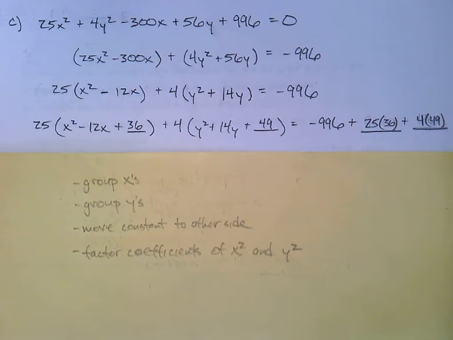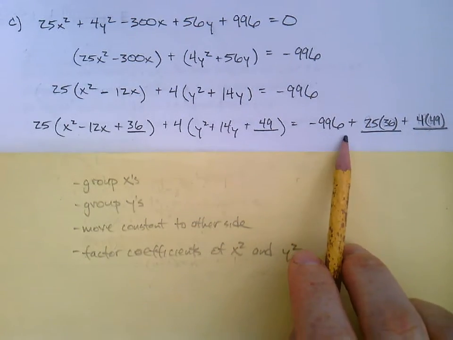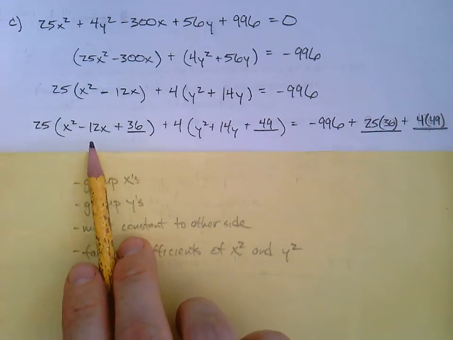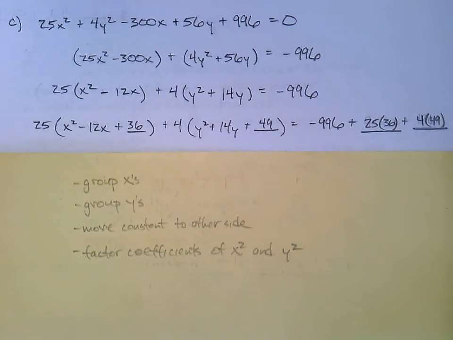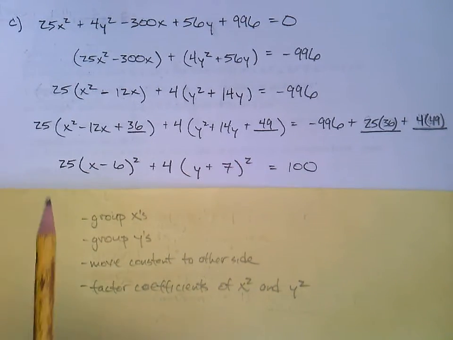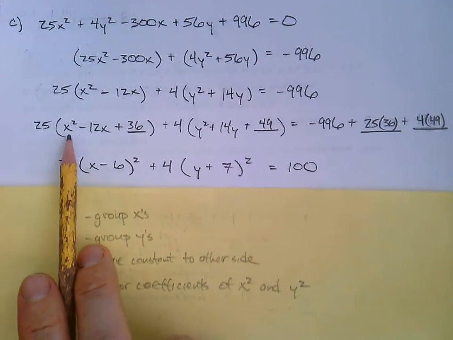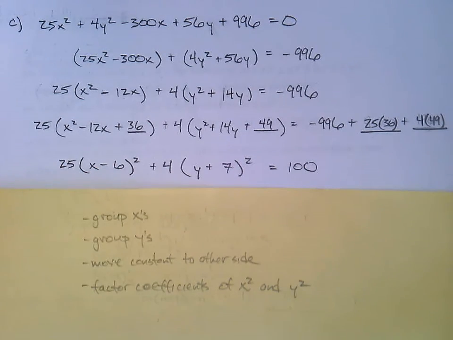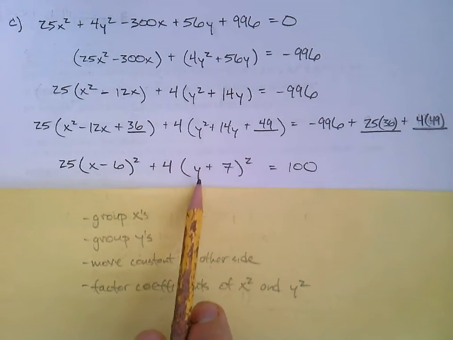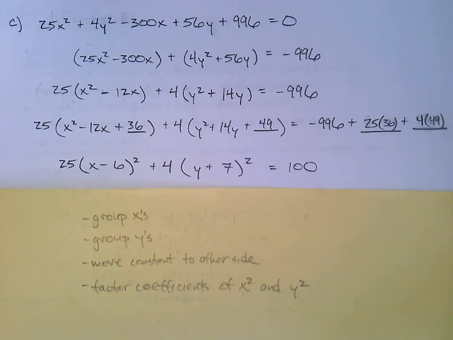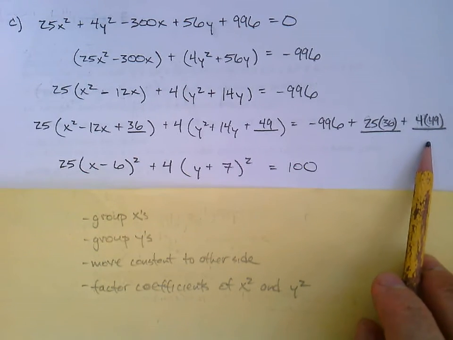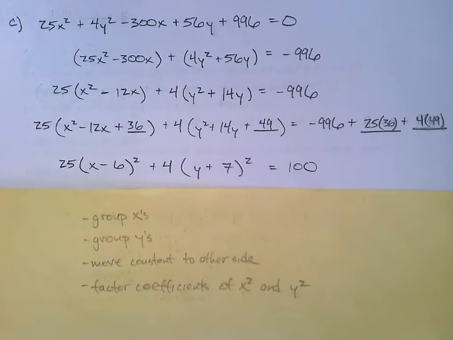Okay, now it's time to clean it up. So we can just simplify this whole right side, and then we will factor both sets of parentheses, and that's going to lead us to this. So the 25 just comes down. This factored x minus 6 squared. The plus 4 just comes down. This factored y plus 7 squared. And when you simplify that right side, it all works out actually very nicely. It is 100.